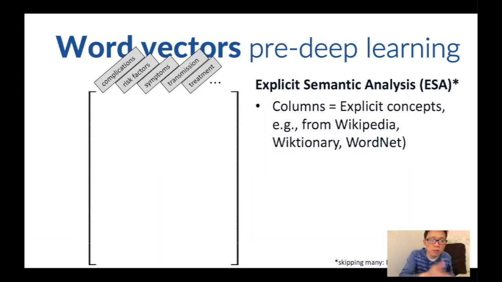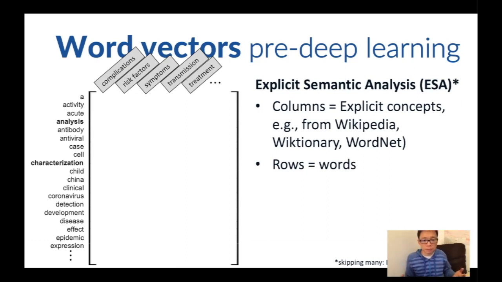So in the columns, this is a matrix here on the left side. This is a matrix. And in each of these columns, it's going to be a topic. Okay, an explicit concept in explicit semantic analysis is actually like a Wikipedia article on complications for a disease, for example, and risk factors for diseases, symptoms. This is just a Wikipedia page on what is transmission of diseases and treatment of diseases and stuff. Okay, and then in the rows, we're going to have words. Now I pulled all these, some of the most common words in the COVID-19 literature right now.